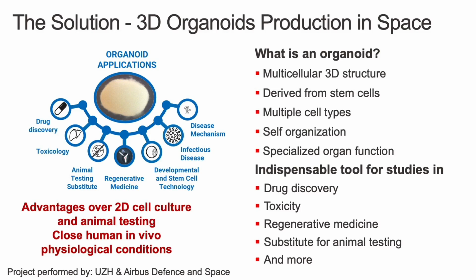I would like to give you here a short overview about what is an organoid and what are the possible application fields for organoids. Organoids are multicellular 3D structures that derive from stem cells. They develop into complex structures made out of multiple cell types and show self-organization as well as specialized organ function. This means they are organ-like. Organoids provide an enormous application potential and can be applied for drug discovery, toxicity testing of substances, substitution of animal testing, regenerative medicine, and many more.